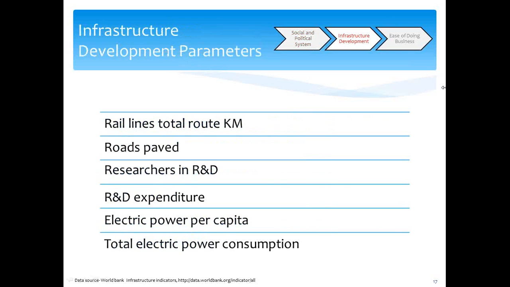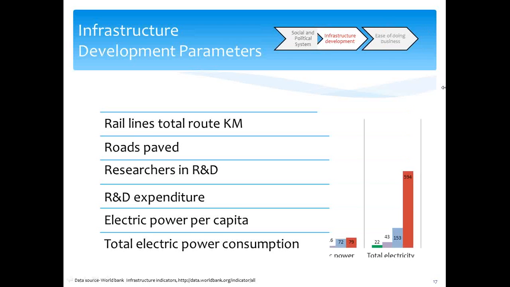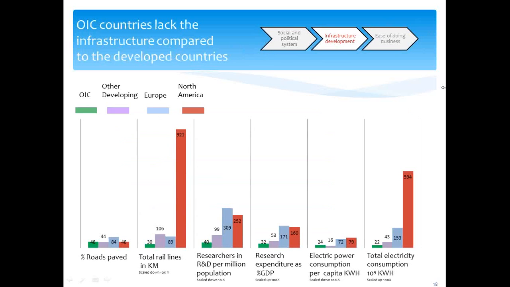So now we come to part 2 of the institutional development, which is the infrastructure development. The parameters that we looked at were rail lines total route kilometer, percentage of roads paved, R&D expenditure, electricity power consumption per capita, and total electricity power consumption. The results that we found are represented in this chart.